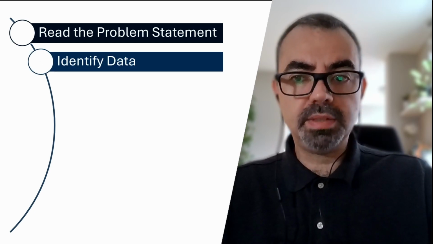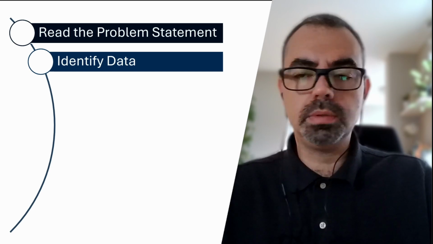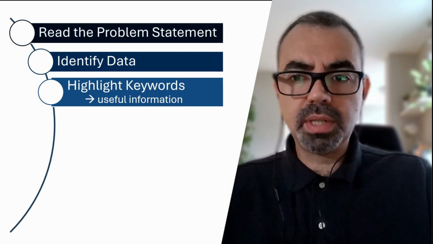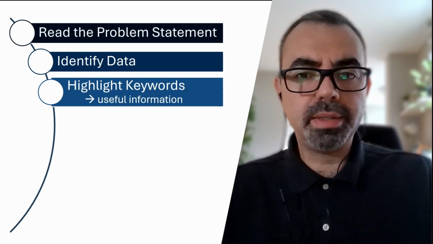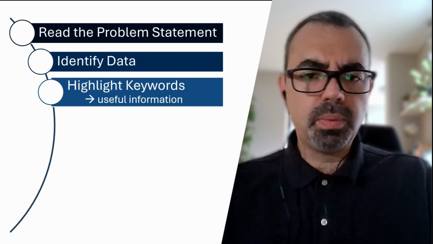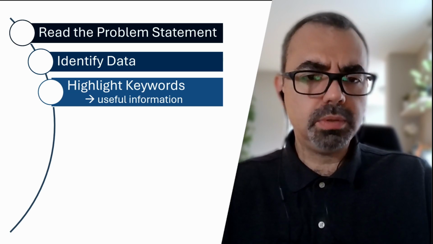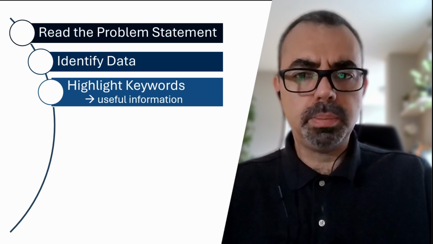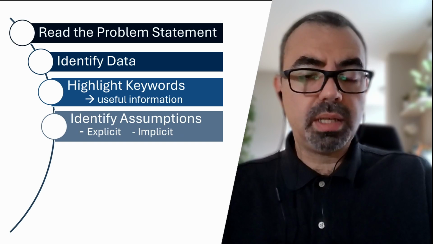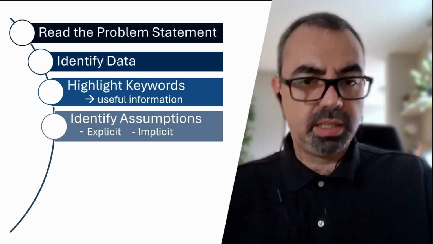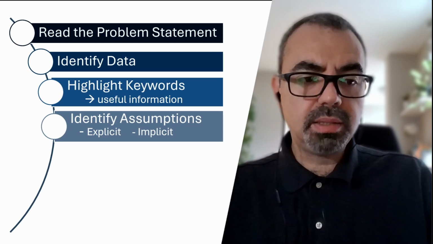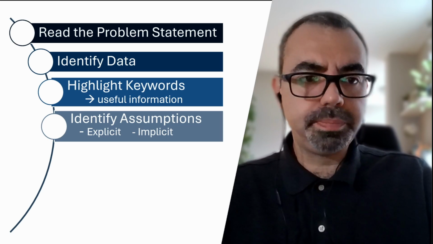Identify the key data that is given, the numerical parameters that we need to use to solve the problem. Identify and highlight the keywords and convert them into useful information. For example, the words steady state, adiabatic, negligible. What do they mean and how can we convert them into useful numbers that we can use to solve the problem? Then we're going to identify the key assumptions for the problem, which can be classified into explicit, the things that are given and stated in the problem, and implicit, which are the things that are not stated but are necessary to solve the problem.